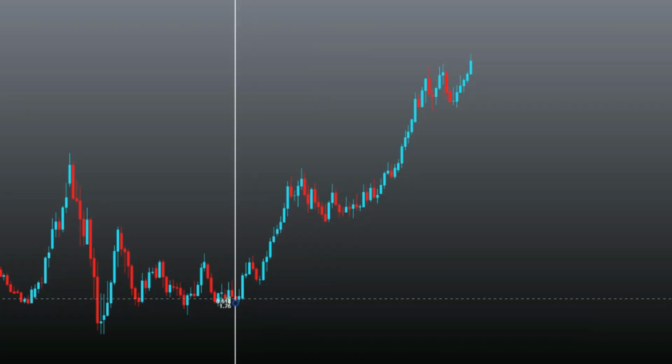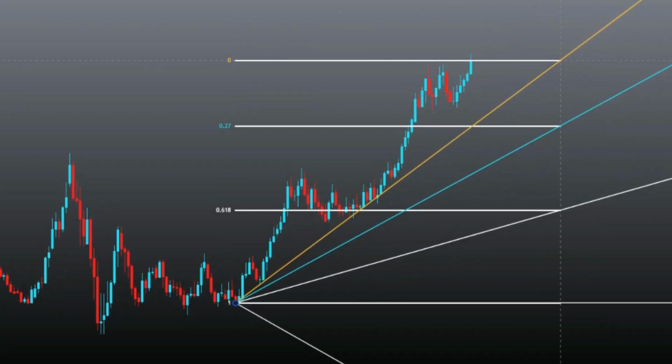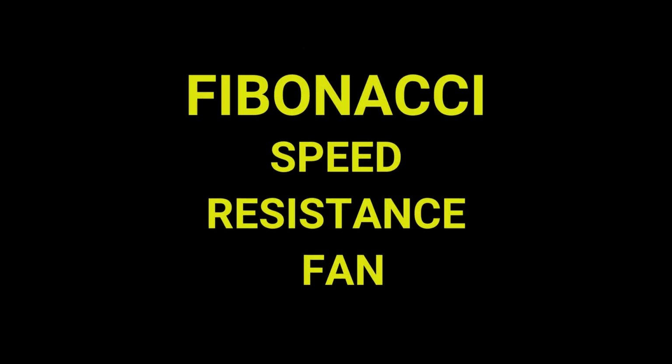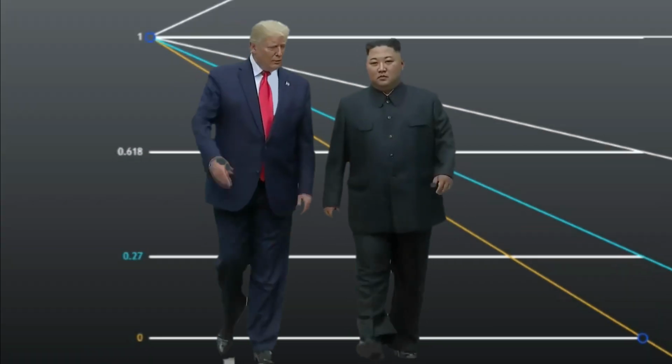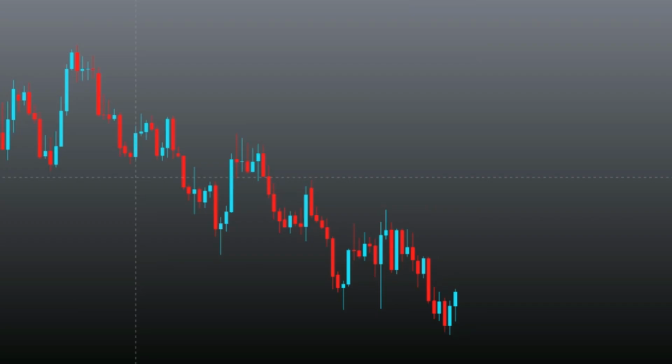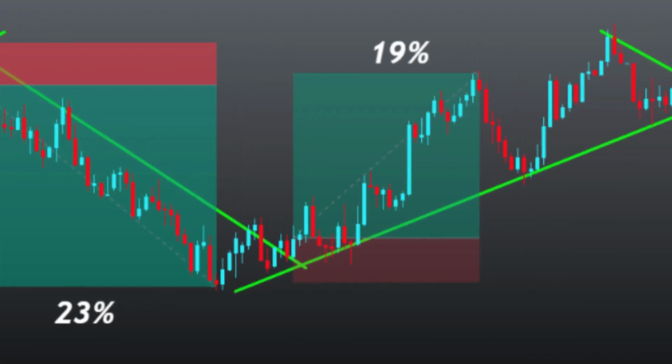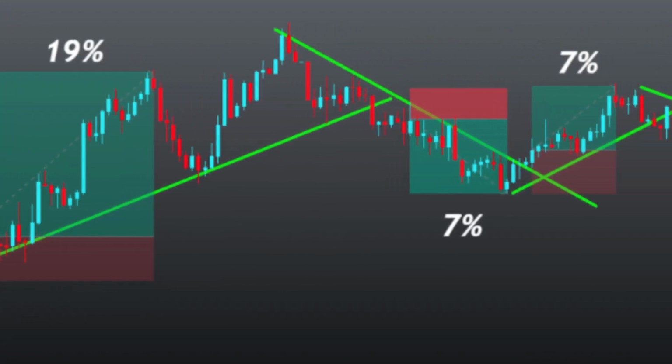Well, I'm gonna use a secret weapon no one has ever dared to even talk about. And that is Fibonacci Speed Resistance Fan. I know it might sound a little scary and seem a little goofy, but it is extremely easy to use and I promise you will make money from any trend line you can possibly draw.